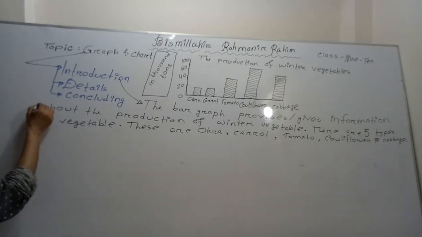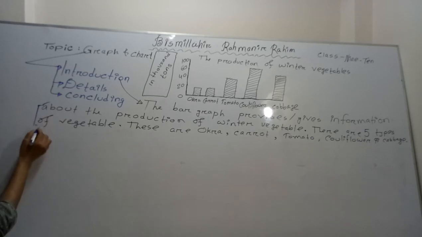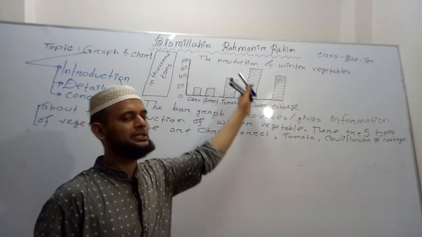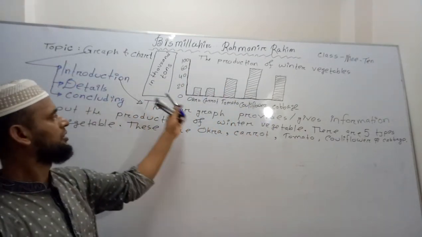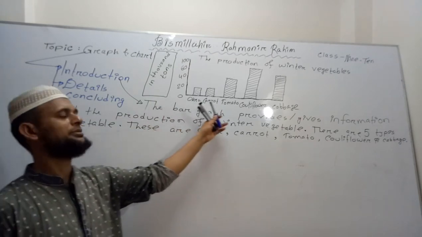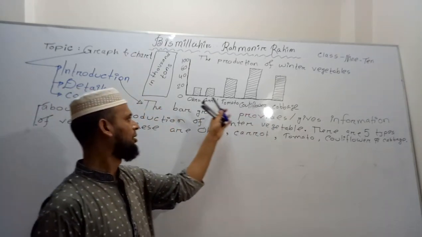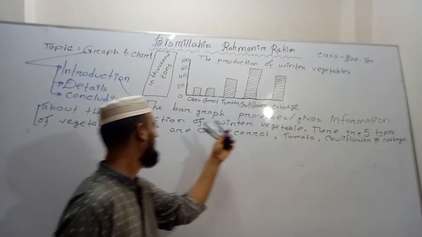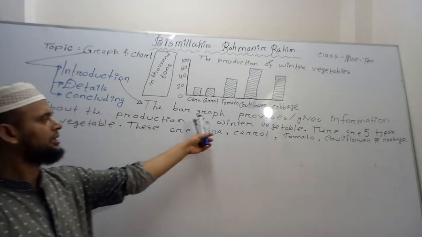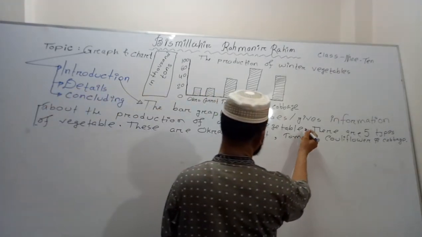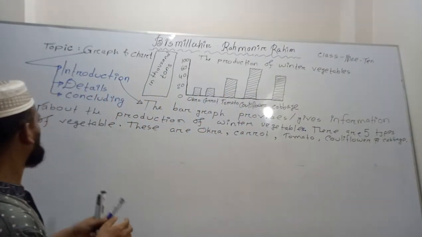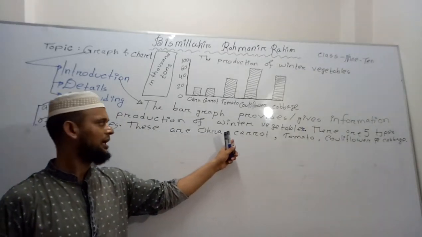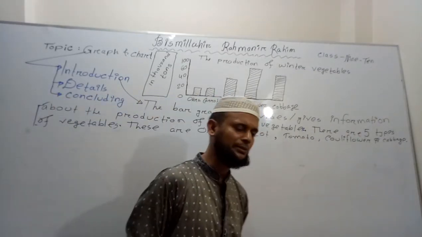This is just the introduction. These are the introductory sentences of this graph and chart for describing. Firstly, we should write such types of sentences. The graph represents, the graph gives, or the graph provides information about the production of winter vegetables. There are five types of vegetables mentioned in the graph. These are okra, carrot, tomato, cauliflower, and cabbage.